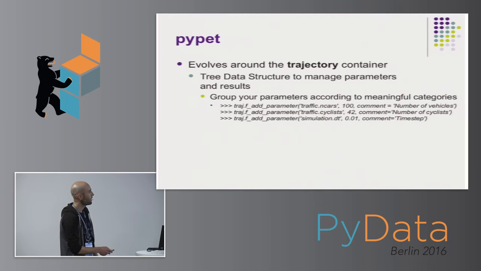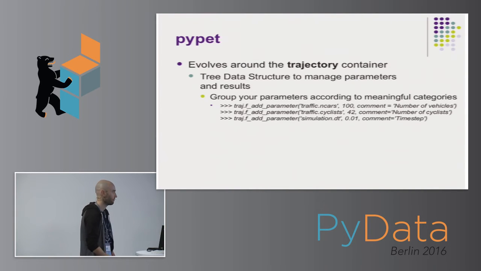So for instance, we could add a parameter here. We give it a name like traffic.nCars. This is the name of the parameter, and this is a particular group. So for instance, it's the number of cars in a traffic simulation. We give it a default value, and you can always provide a comment so that other people understand the scope of your parameter. We could add another parameter that belongs to the very same group, and it's the number of cyclists. You give it a default value. You can add a comment, and we might have, for instance, some more meta parameters, like a step size of your numerical integration system or whatever.